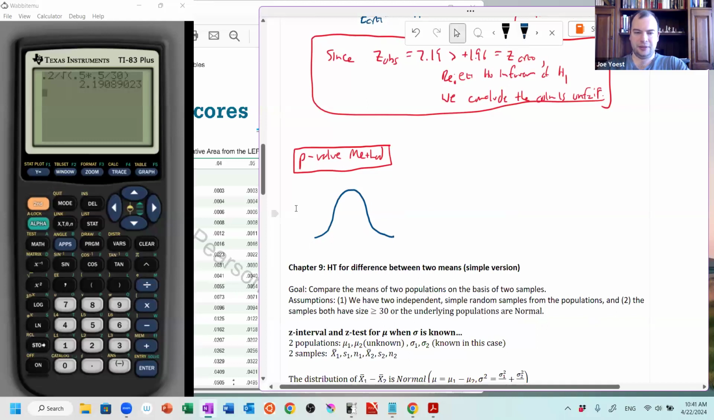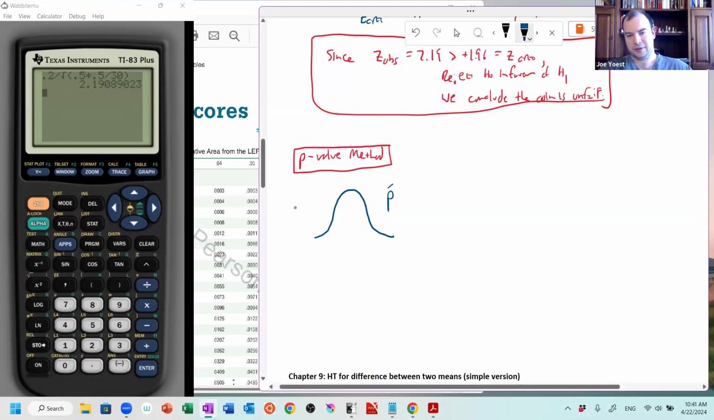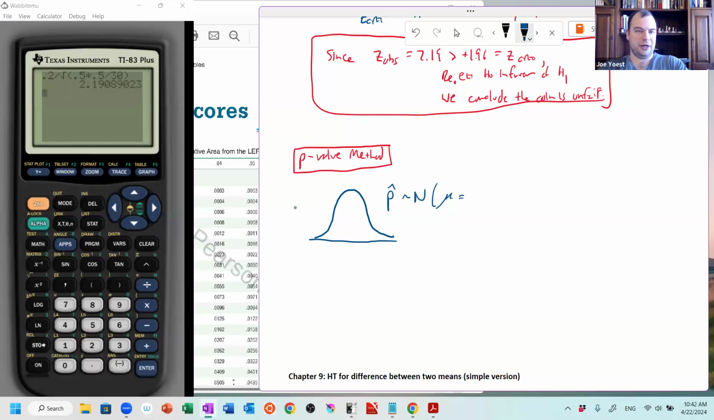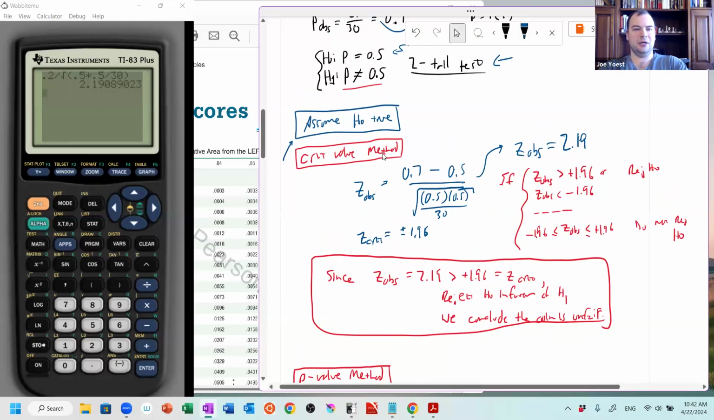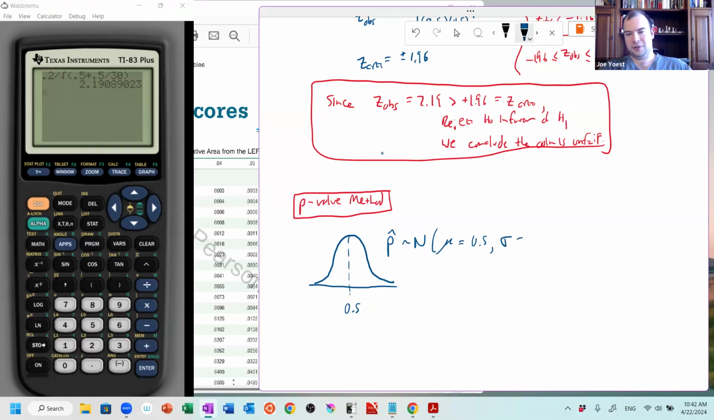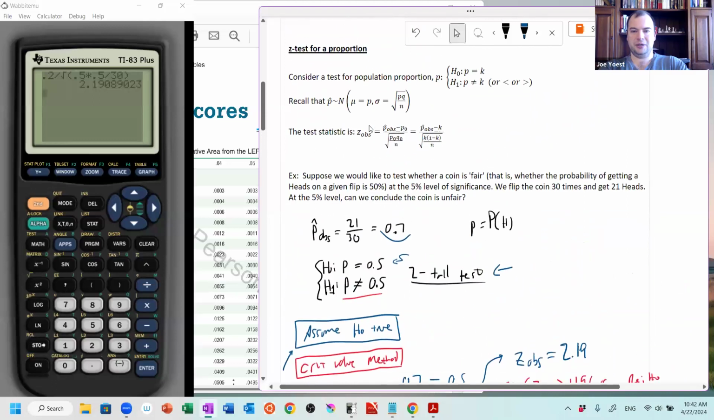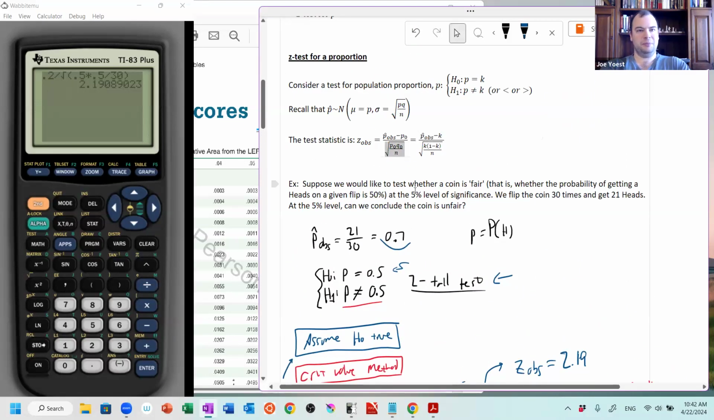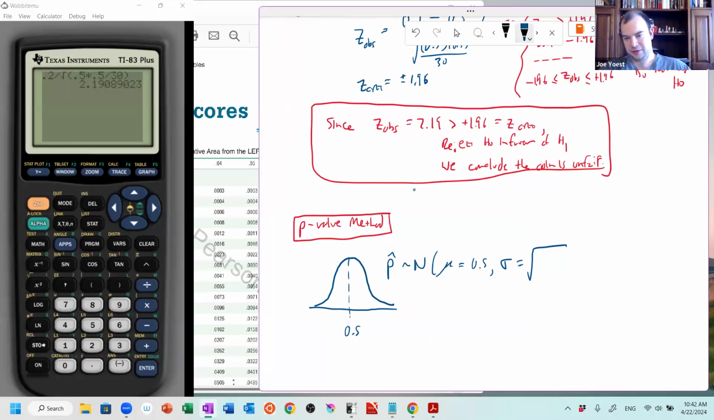Well, I know that p hat, the random variable, is normal by the central limit theorem. Its mean is going to be the null hypothesized value of p if H naught is true. In other words, its mean is going to be 0.5. And the standard deviation of this distribution, again if H naught is true, is going to be root PQ over N, or root 0.5 times 0.5 over 30.